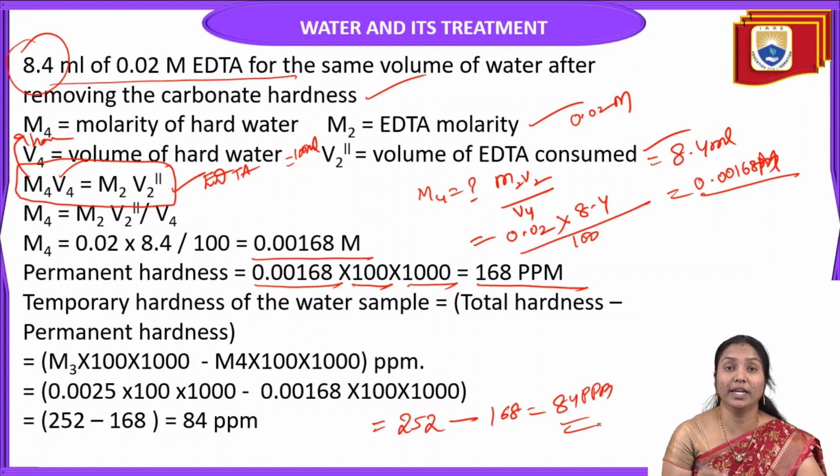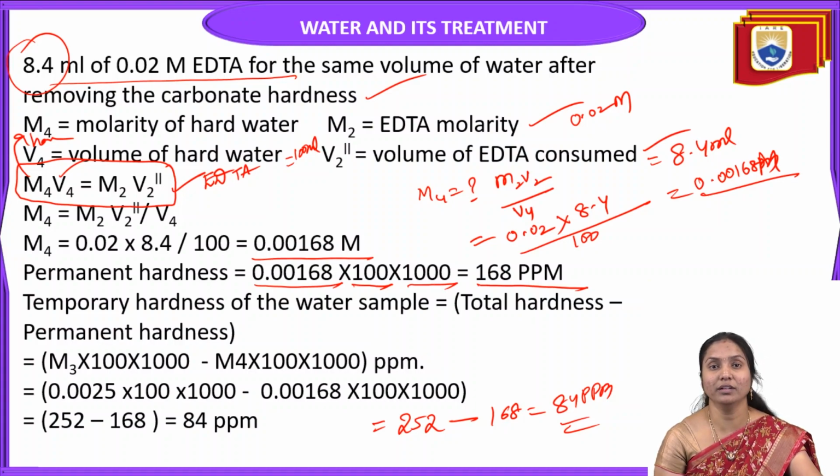So according to the data, the total hardness of the given water sample is 252 ppm, the permanent hardness is 168 ppm, and the temporary hardness is 84 ppm. In this way, we can calculate the total, temporary and permanent hardness of water by using the EDTA method.